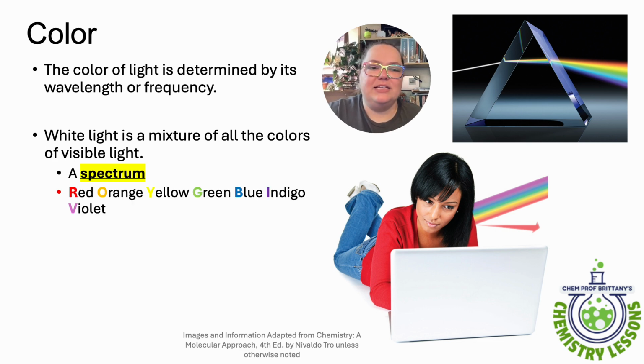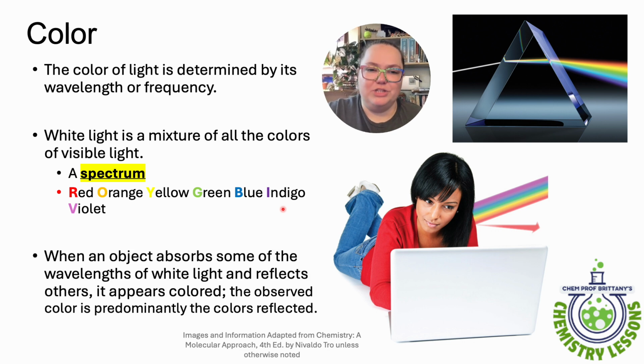And visible light is a spectrum in the Roy G. Biv direction. So Roy G. Biv is the order of the colors. You guys have seen rainbows, right? Red, orange, yellow, green, blue, indigo, violet. And our different colors of light are no different on the spectrum, right?